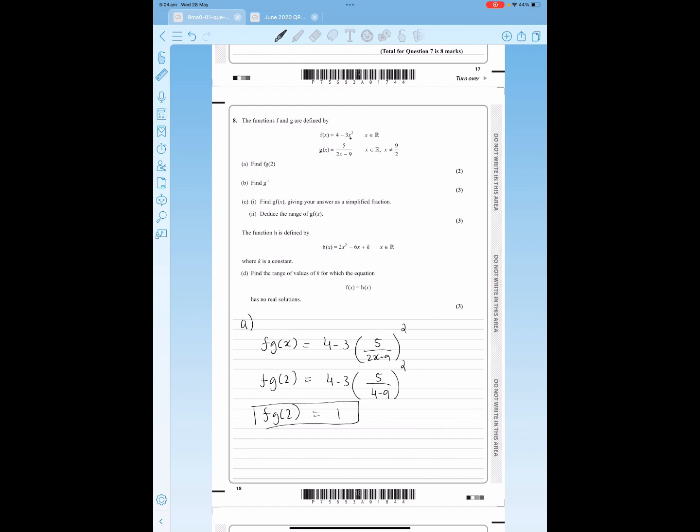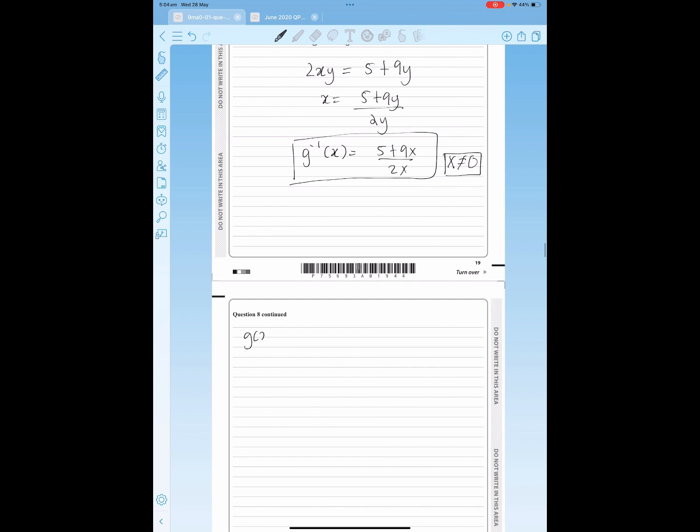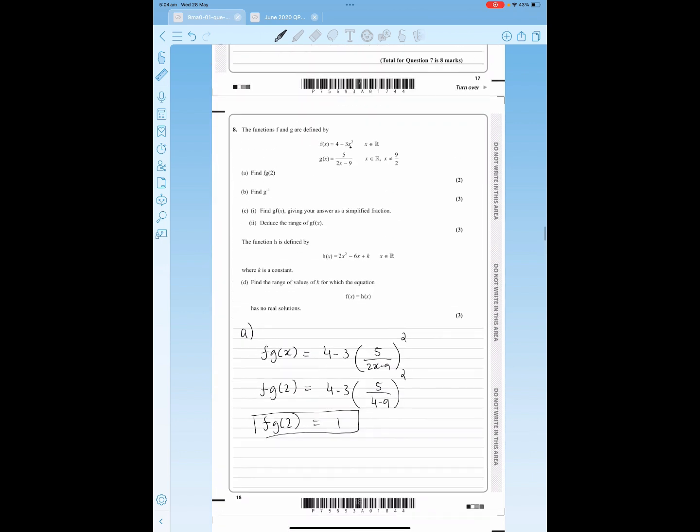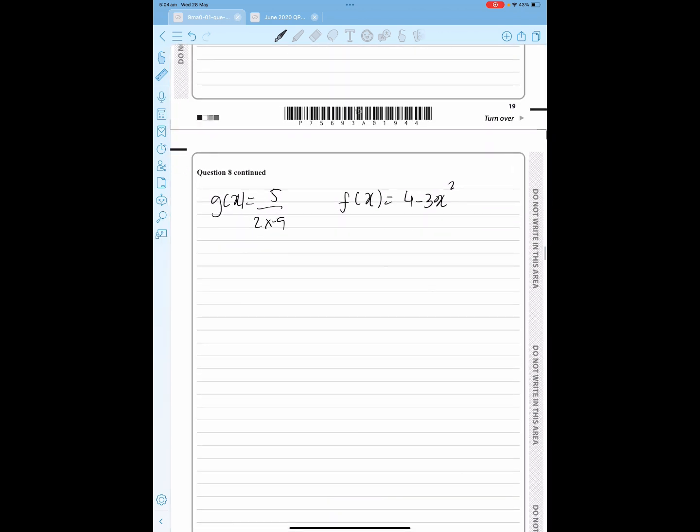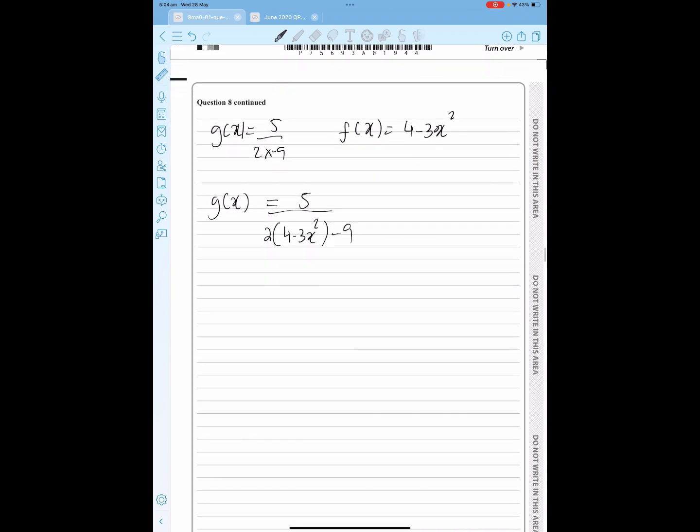So for part C, find g of f of x, giving your answer as a simplified fraction. So g of x is 5 over 2x minus 9. f of x was 4 minus 3x squared. So we just plug in f of x into the component in g of x. So 5 over 2 (4 minus 3x squared) minus 9. And then let's simplify. 5 over 8 minus 6x squared minus 9. And then we get 5 over minus 6x squared minus 1.